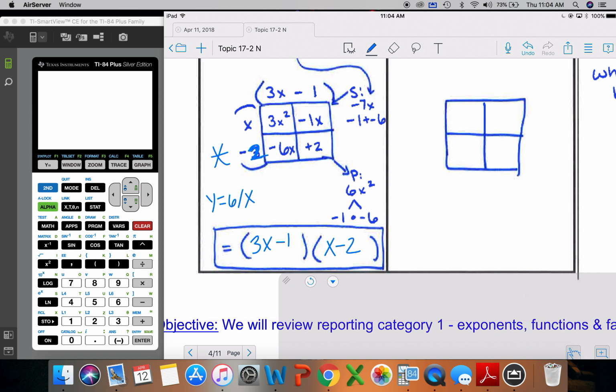Remember that you can do a quick check by taking this number times this number and seeing if you get that number, and this number times this number to see if you get that number.